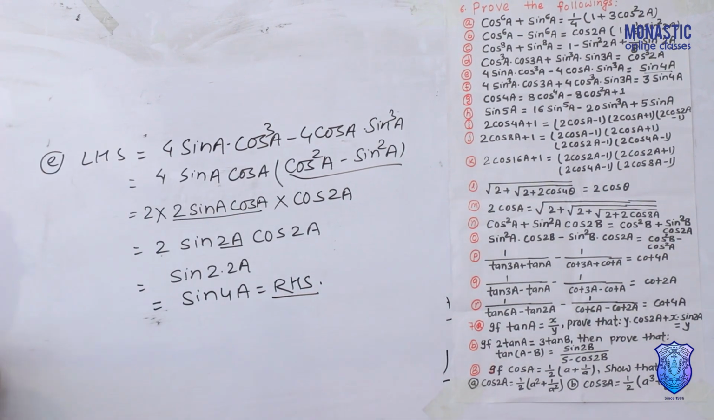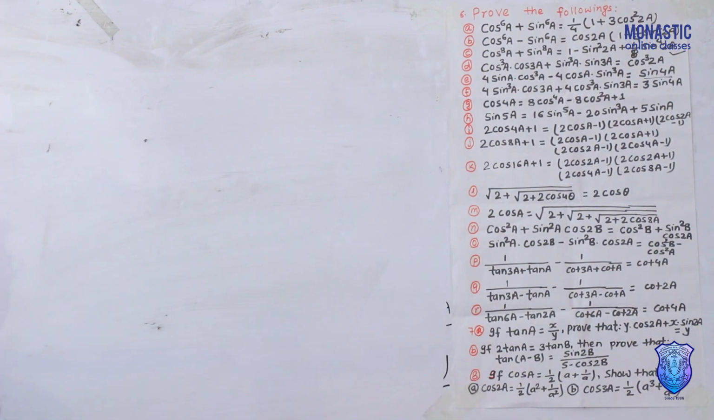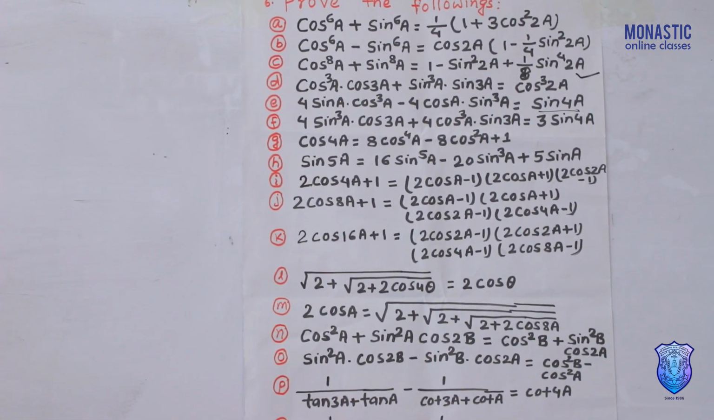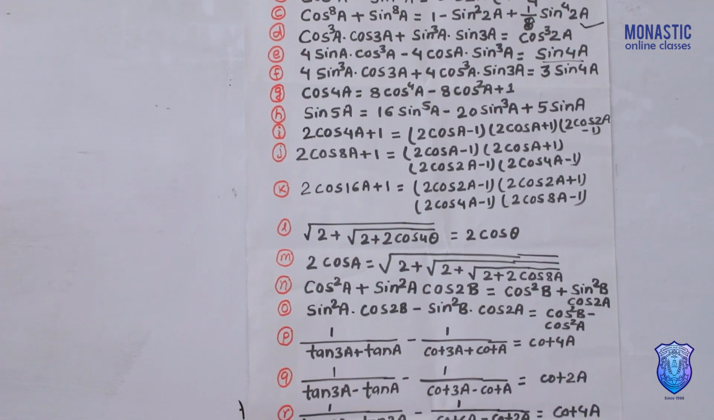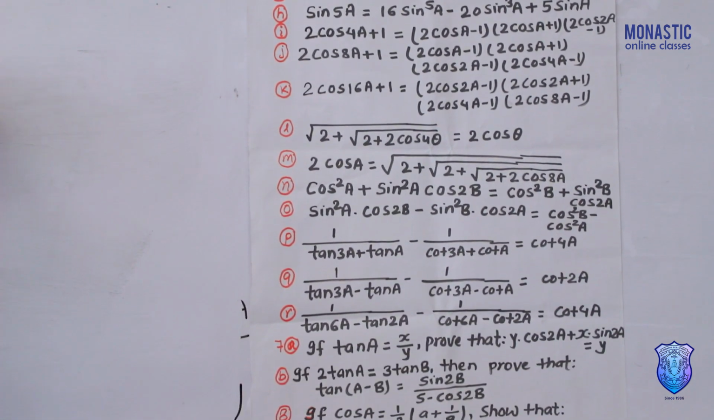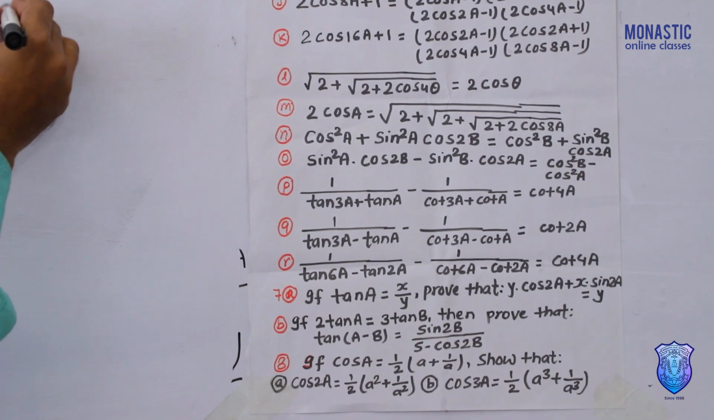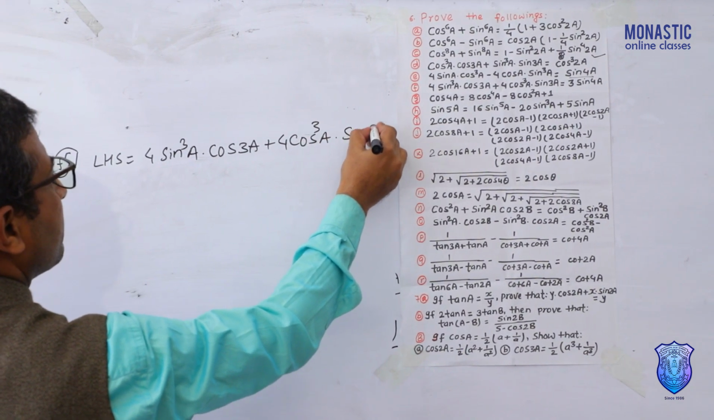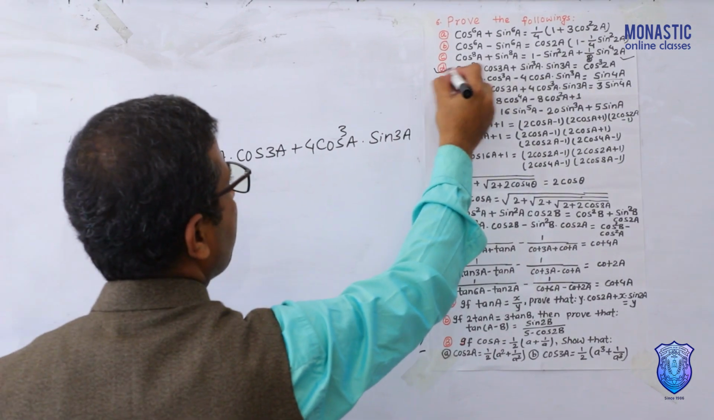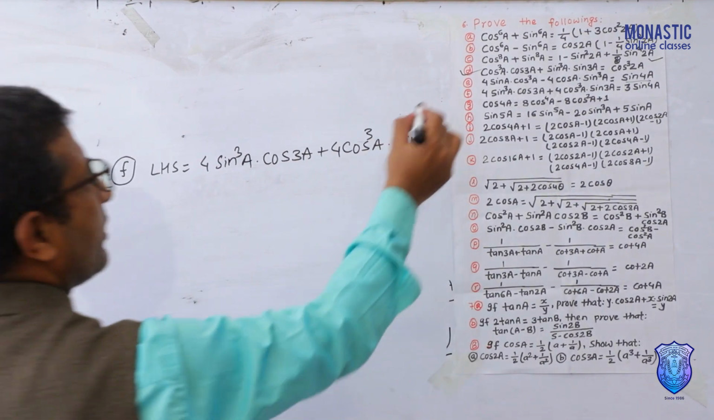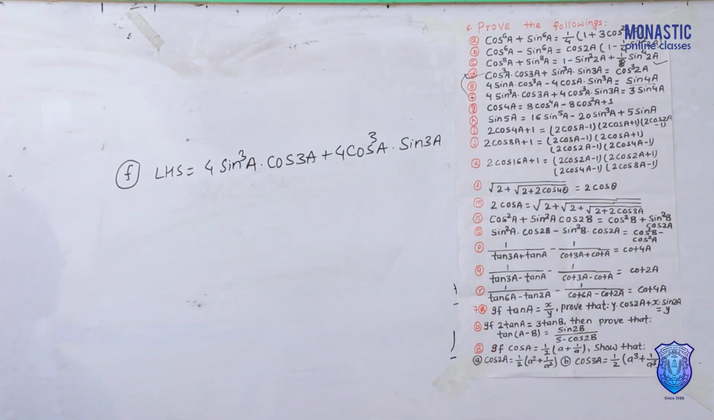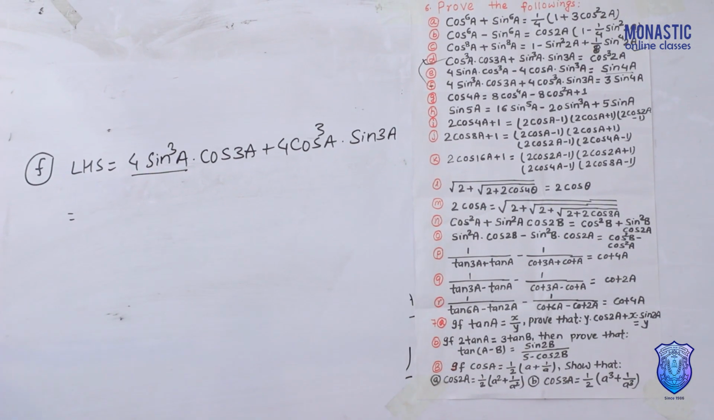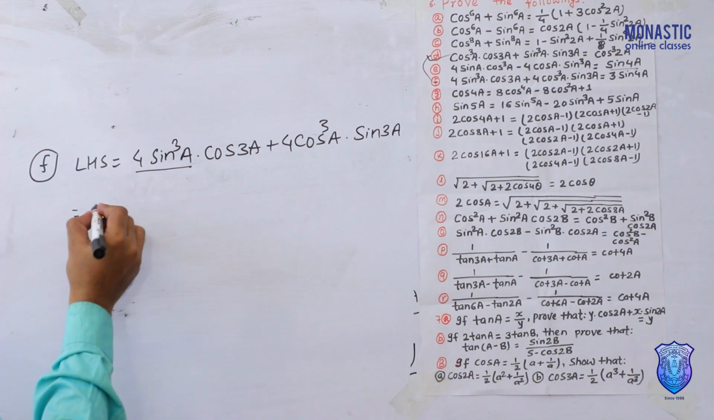Question number F now. 4 sine cube a cos 3a plus 4 cos cube a into sine 3a. Almost the same as question D. Both are the same, but there is cos, here is sine. So what to do? In such questions, I have told you I will prefer the formula of this.